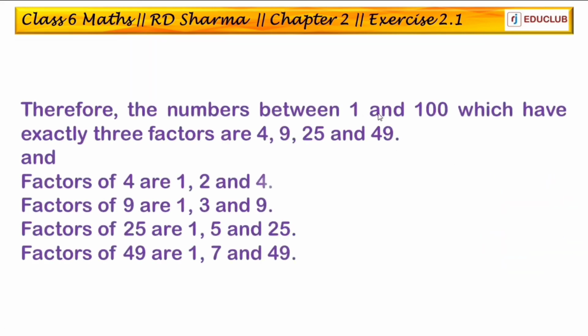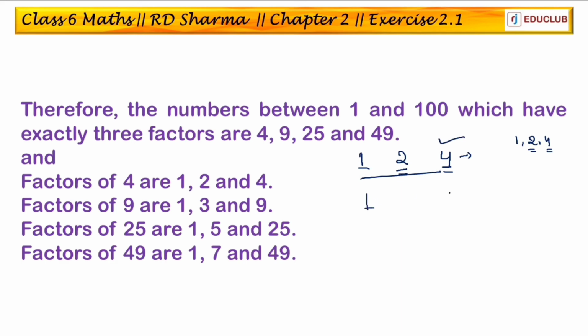Okay. Now let us see. Between 1 and 100, what can be the numbers? Look, this is 4, the square of 2. 2 is a prime number. 1 is a factor, 4 is a factor. Factors of 4 are 1, 2 and 4. 2 squared is 4. So 2 will be a factor here because this is the square of 2. Okay, so 3 factors.